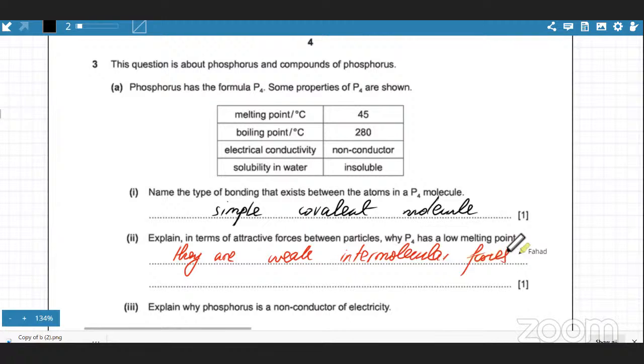There are weak intermolecular forces present between P4 molecules. That's always the case. So if you have one P4 molecule and you have another P4 molecule, they're not going to have a bond between them, and they're going to be attracting each other very weakly.